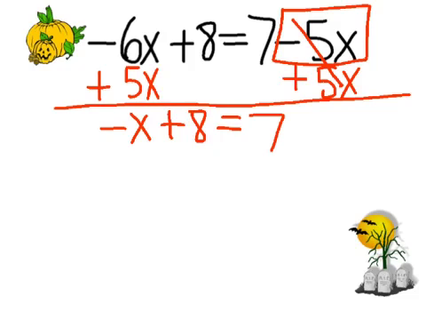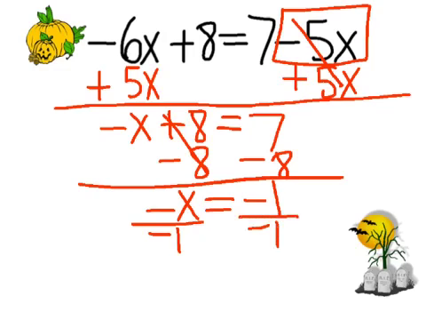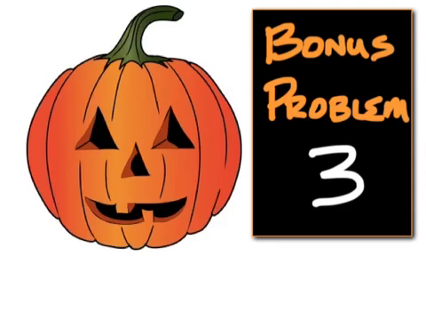Next, we want to move our 8, and it's a positive 8, which means we want to subtract 8 from both sides. When we do that, we have minus x on the left, and on the right, 7 minus 8 is negative 1. We divide by our coefficient, and if we just have an x, then the coefficient is just 1. So if it's a minus x, the coefficient is negative 1. And when we do that, negative 1 divided by negative 1 is 1.